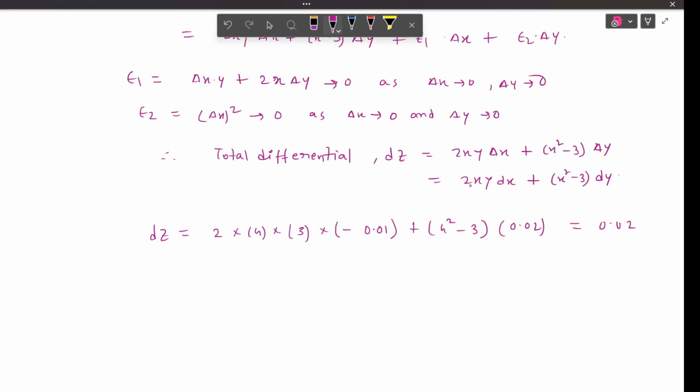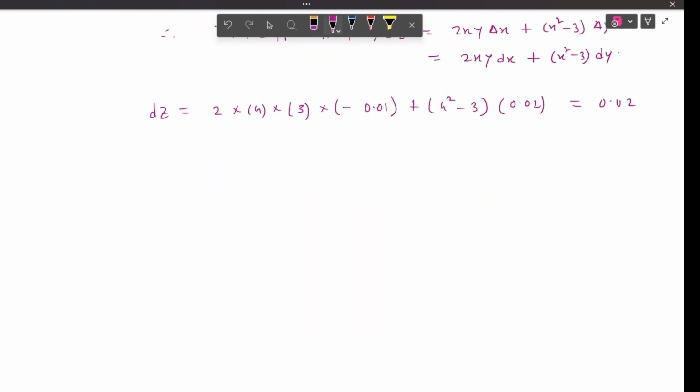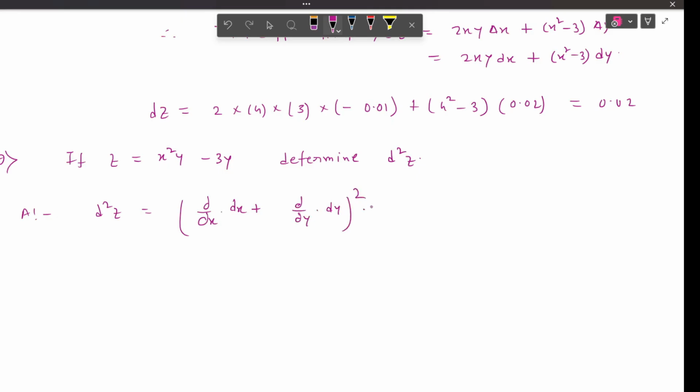Now let's see our next question, which is: if z is x square y minus 3y, determine d square z, second order differential, right? So let's find out. We know that d square z is defined as (del x dx plus del y dy) square into z.